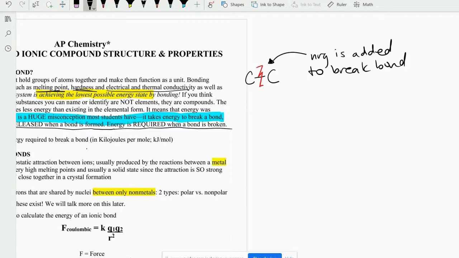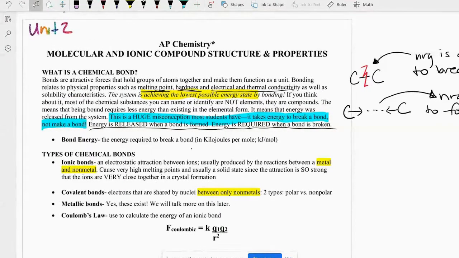Conversely, if I have two carbon atoms that are coming in close proximity to each other and are eventually going to form a bond, let's pretend these two carbon atoms want to form a bond. The opposite is true: when the bond actually forms, energy is going to be released from that system. When you're talking about energy values, we're always going to use a unit of kilojoules per mole. You can see here how we abbreviate that, kJ/mol.